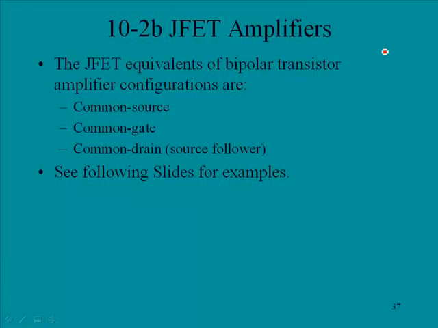We are continuing our discussion of JFET with a look at three of the common configurations used in JFET amplifiers. The JFET equivalent of bipolar transistor amplifier configurations are common source, which compares to the common emitter in bipolar, the common gate, which compares to the common base, and then the common drain, which compares to the common collector in the bipolar.